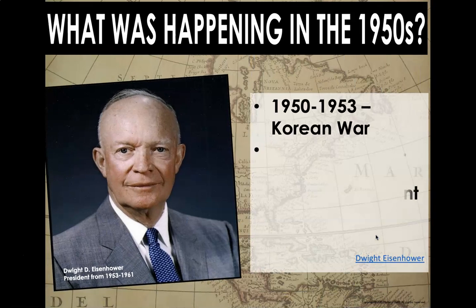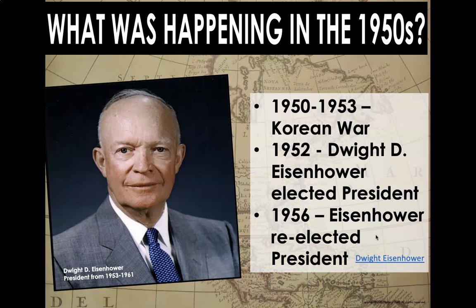What was happening during the 1950s? So this is Dwight Eisenhower. Remember, we said that he was a military general during World War II. From 1950 to 1953, we have the Korean War. In 1952, Dwight D. Eisenhower was elected president, and then he is also re-elected in 1956. So he serves 2 terms in office, which is a total of 8 years.